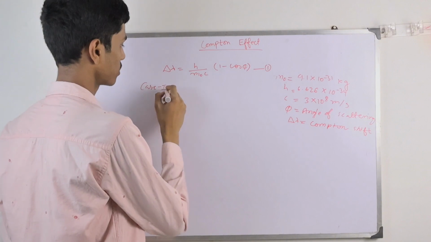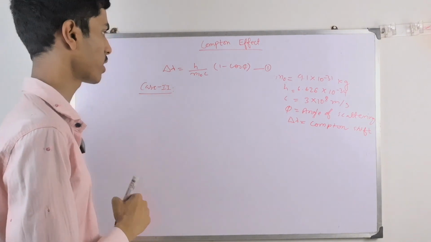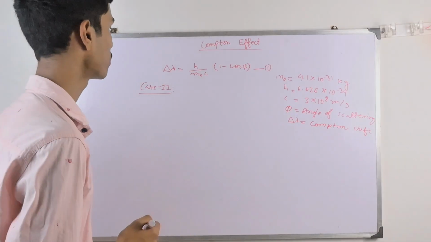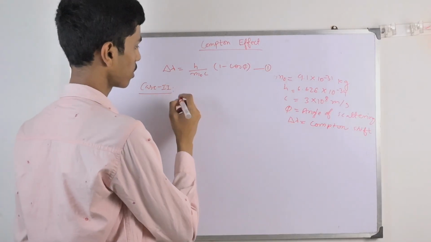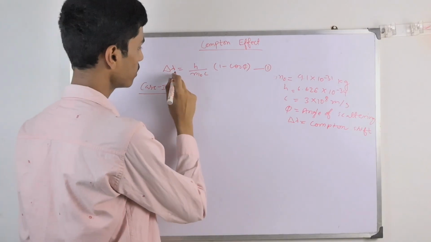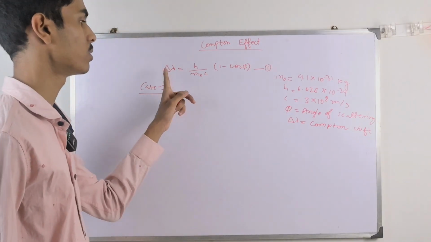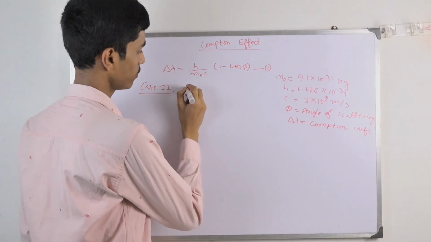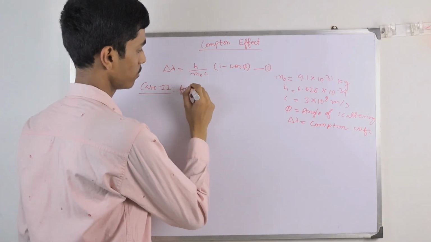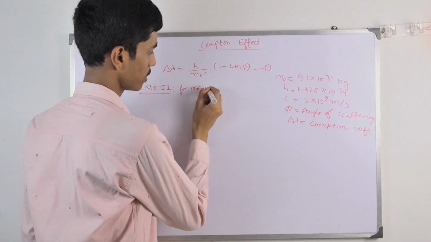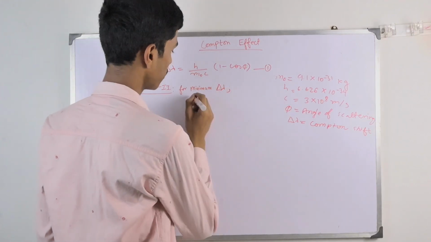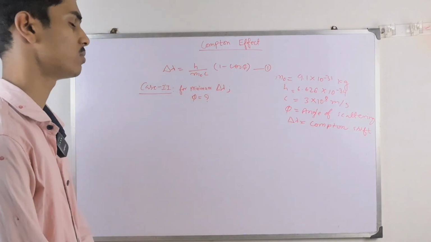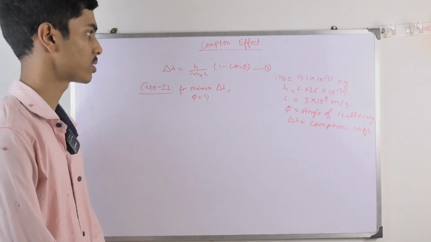Case 2, just guess what may be case 2. If case 1 was about the maximum Compton shift, obviously case 2 will be about the minimum Compton shift. So when the Compton shift will be minimum, try to think. There we have to find, for minimum del lambda, what may be the value of phi. At what value of phi will this del lambda be minimum? Just try to answer this.